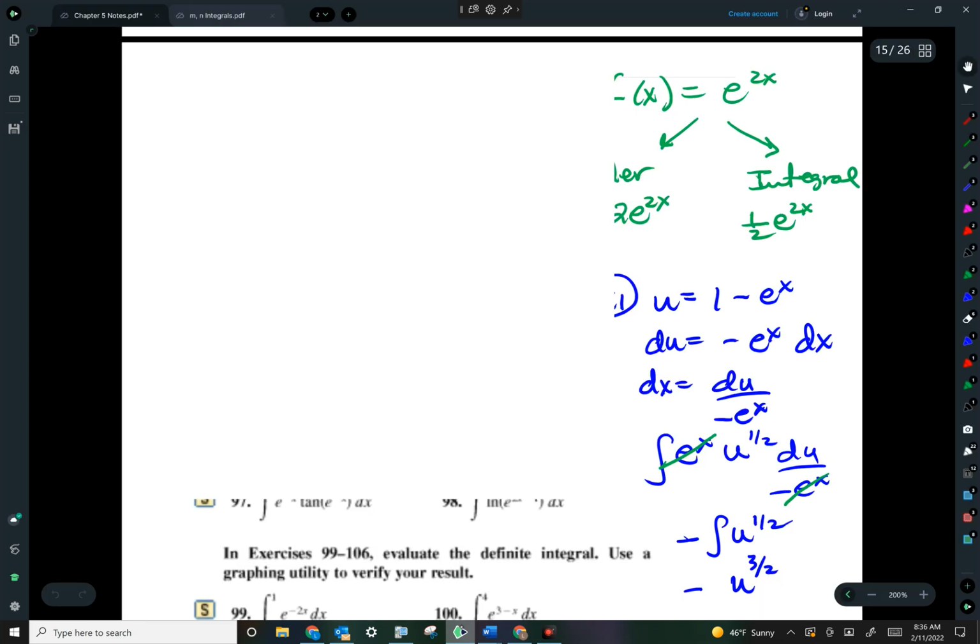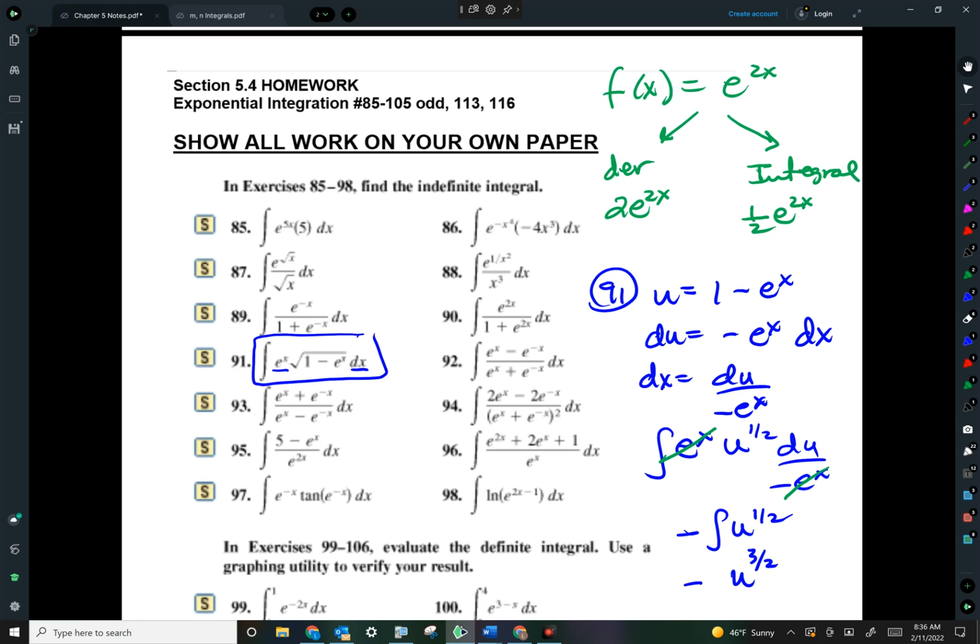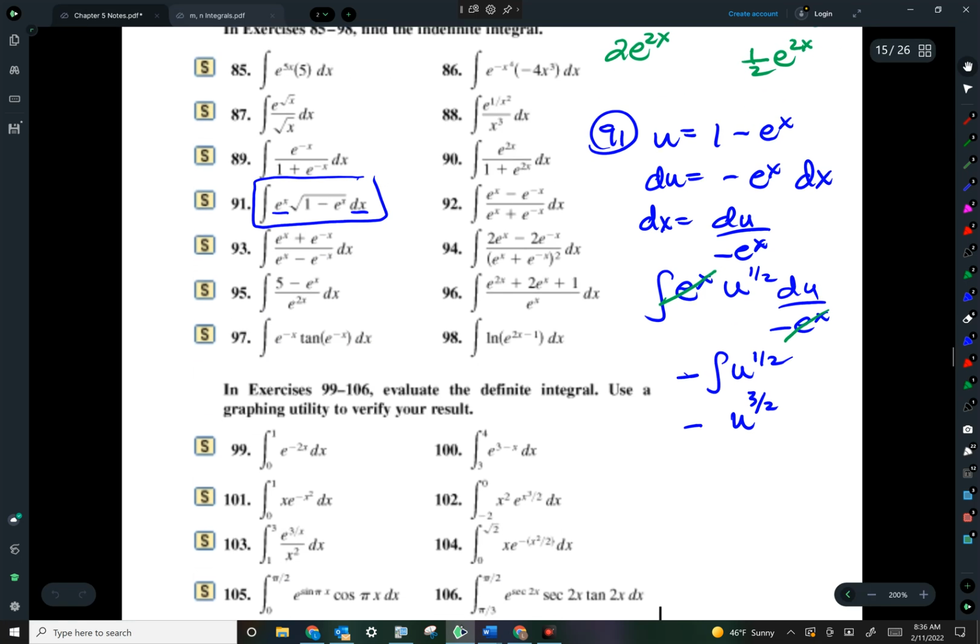The textbook had a different answer for the final answer. All right, let's look and see. 2/3. So we're going to have negative 2/3 quantity 1 minus e to the x. Do you know what they had? Oh, maybe they have that. I didn't write it down. Yeah, that's what they got. Okay.